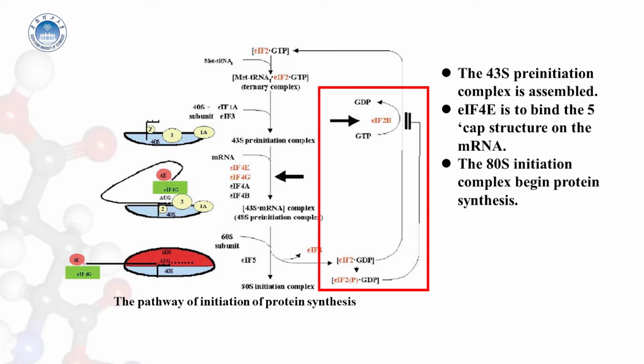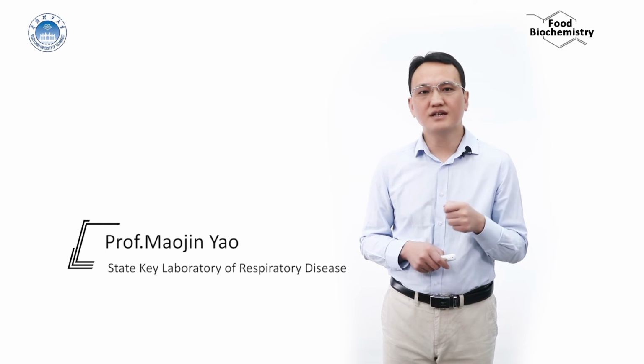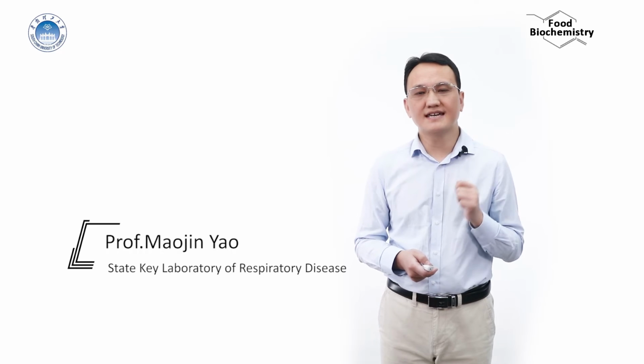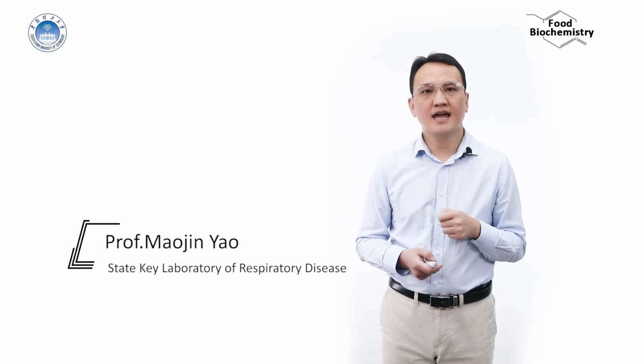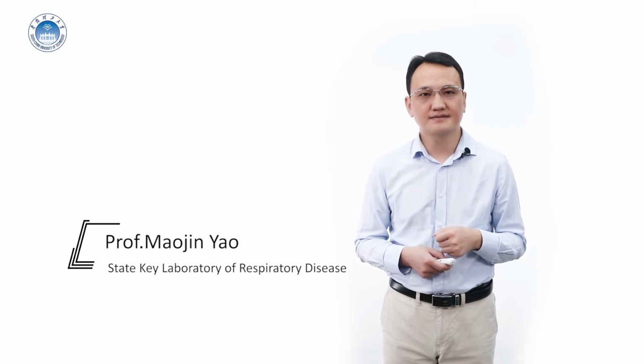Before eIF2 can be reutilized for another round of initiation, the GTP bound to it must be exchanged for new molecules of GTP in a reaction catalyzed by eIF2B. The phosphorylation of eIF2 on its alpha subunit, at position serine 51, blocks this exchange process and leads to the formation of a stable and inactive complex.